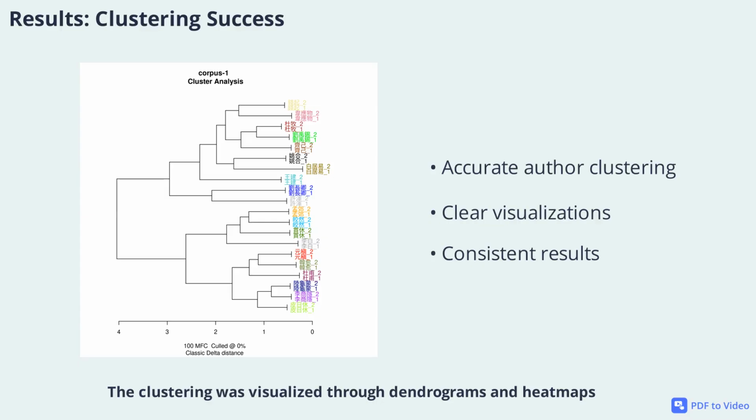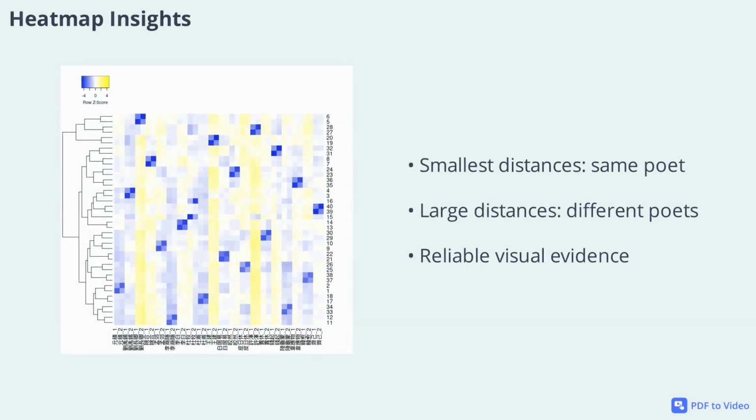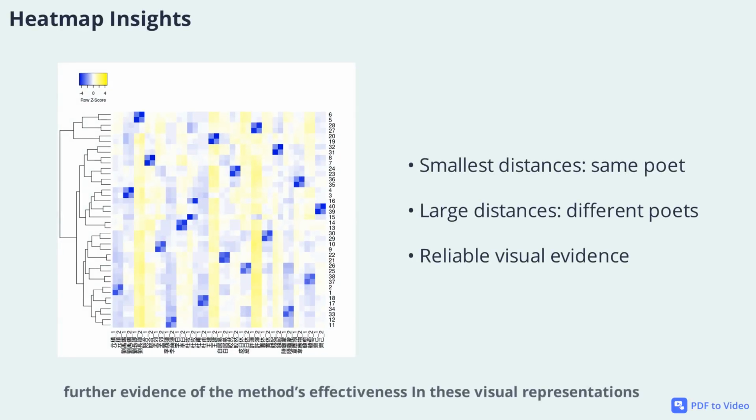The clustering was visualized through dendrograms and heat maps, clearly showing that samples from the same poet had the smallest stylistic distances. This confirmed that, despite the unconventional approach, Delta could effectively distinguish between individual Tang poets. Heat maps of Delta distances provided further evidence of the method's effectiveness.